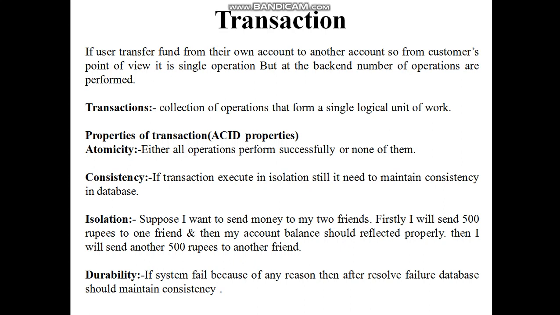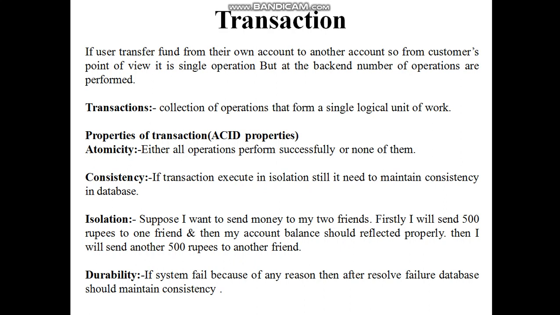We all of us use mobile banking, internet banking to transfer funds from our account to other accounts. From a customer's point of view, it's a single operation, but at the back end, a number of operations are performed. So a transaction is nothing but a collection of operations that perform a single logical unit of work.